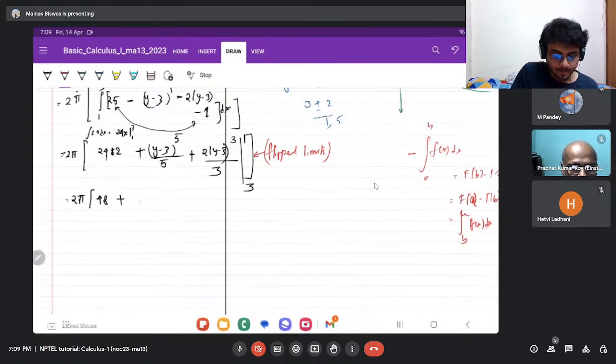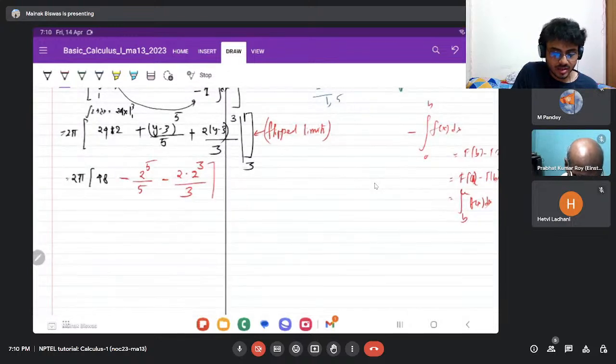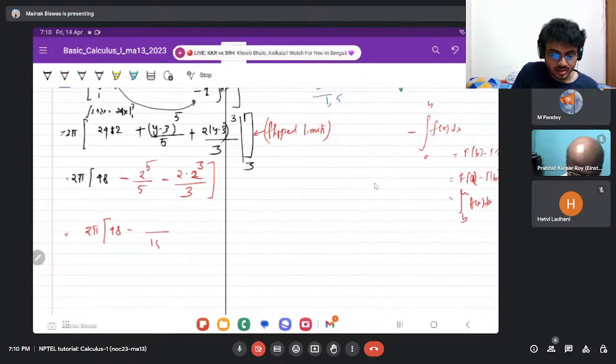So this is 2 to the power 5. Again, 1 minus 2 to the power 5 will be negative, so negative 2 to the power 5 by 5 minus 2 into 2 to the power 3 by 3, right? So 2 pi 48 minus 15.